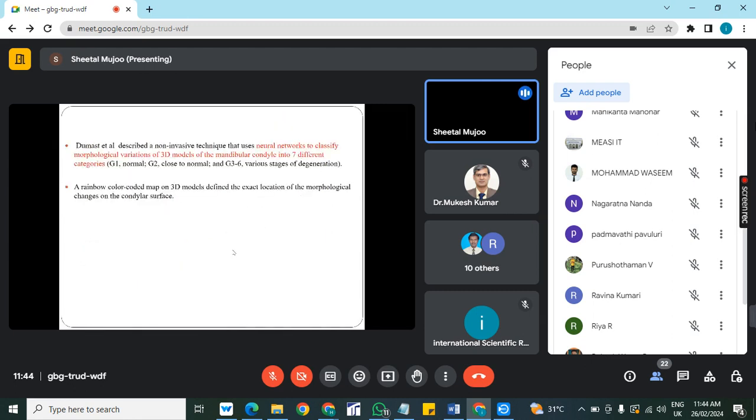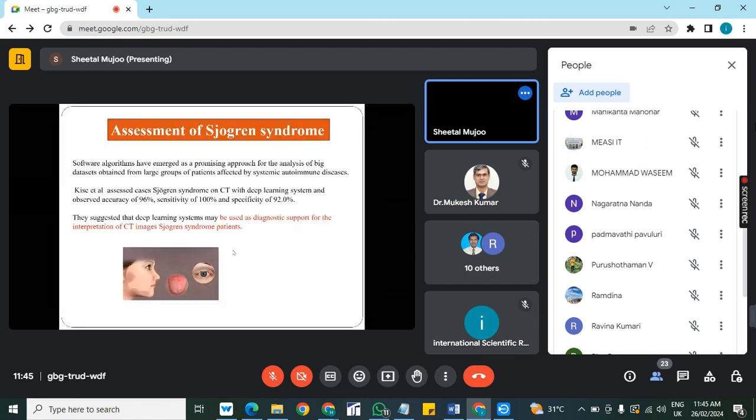So for TMJ osteoarthritis, Dumas et al. described a neural network which helps you to classify the morphological variation of the condyle into 7 categories. G1 is normal, G2 is close to normal, and G3 to G6, depending upon the different stages of degeneration, have been classified. A rainbow color coded map on 3D models defines the exact location of the morphological changes of the condylar surface.